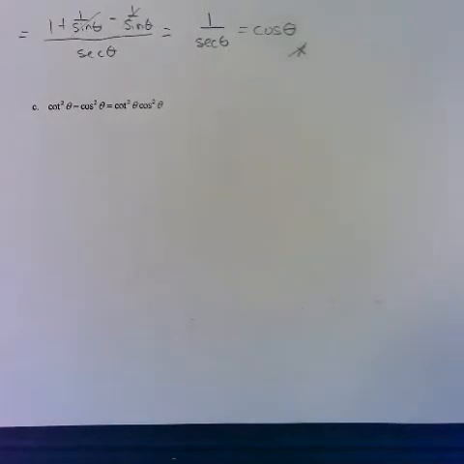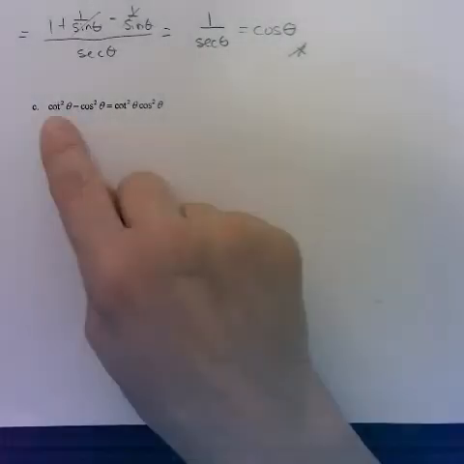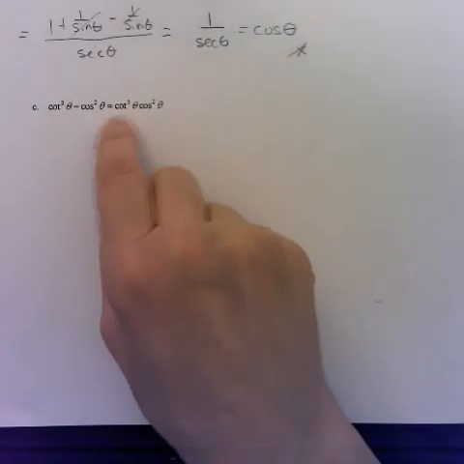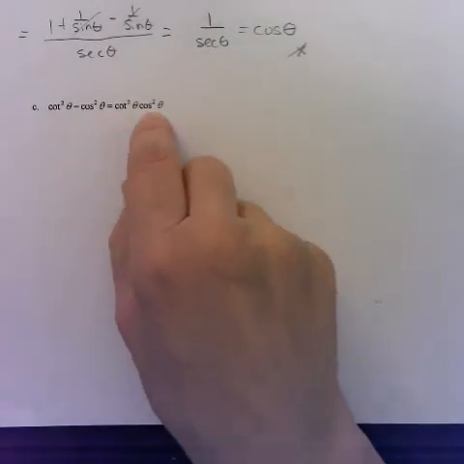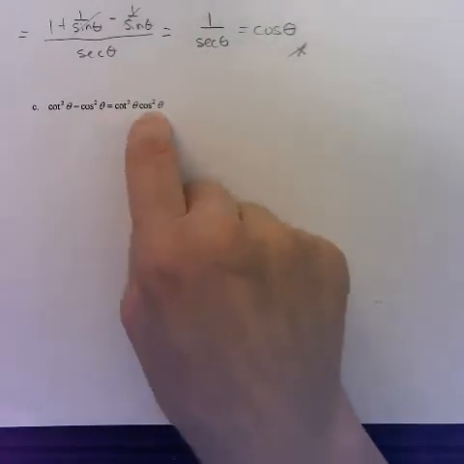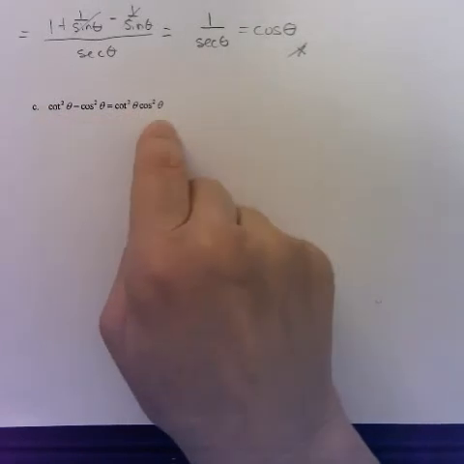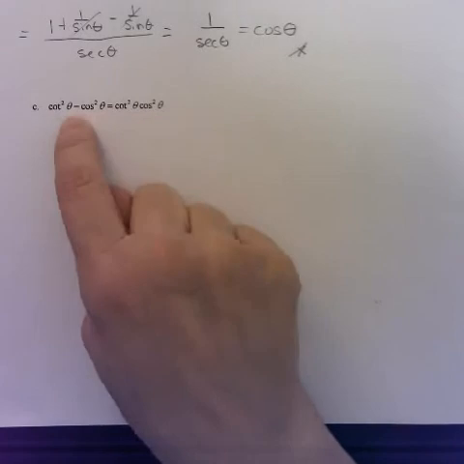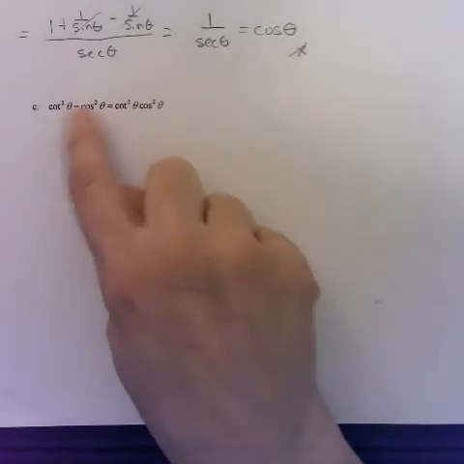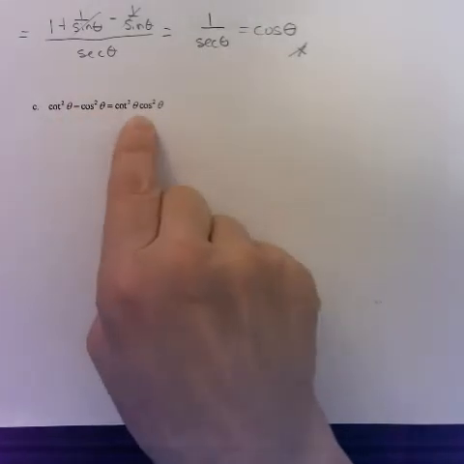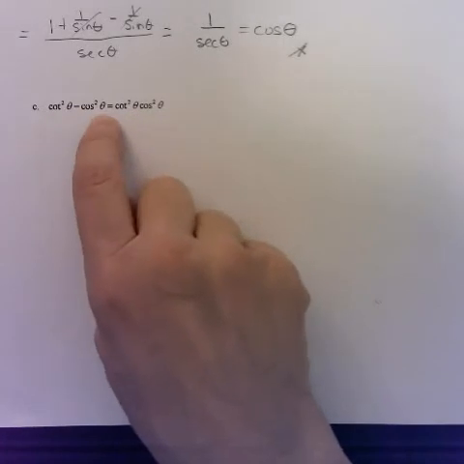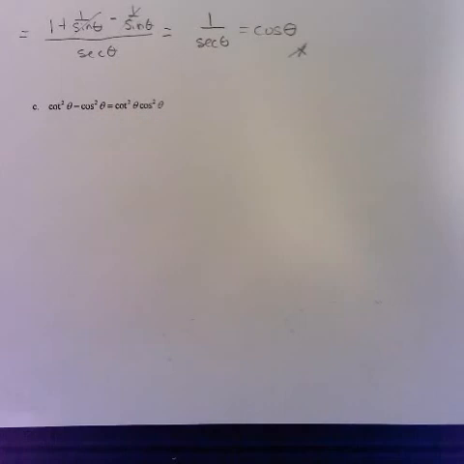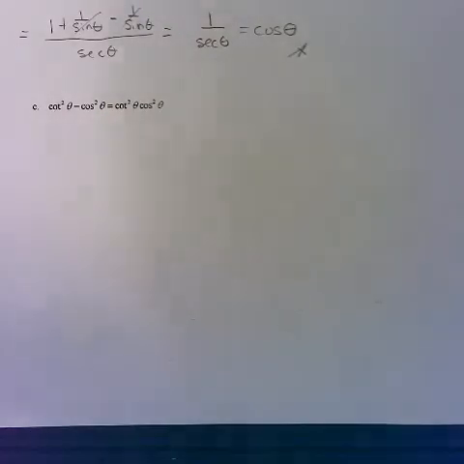In part C, we have cotangent squared theta minus cosine squared theta equals cotangent squared theta times cosine squared theta. That almost seems unbelievable, doesn't it? That when we subtract these two functions, we get the same exact result as if we multiply those two functions together for the same angle theta, of course, plugging in theta to all four places. So we want to prove that this is true.